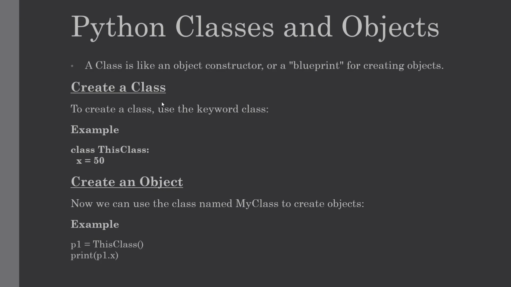Now we will discuss how to create a class. For creating a class, we have to use the keyword class. In this example, we have created one class named MyClass, which has one property named x, which stores the value 50. So let me show you how to create a class in Python.